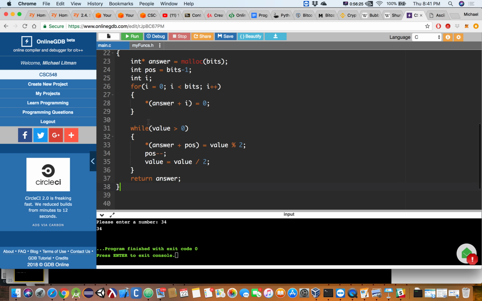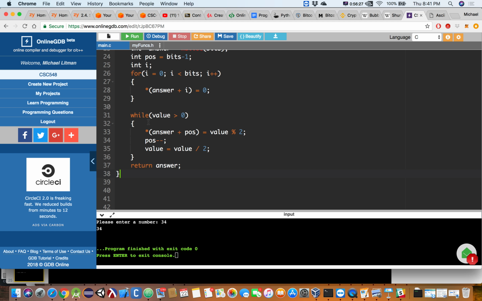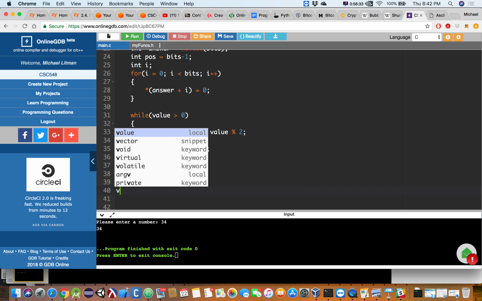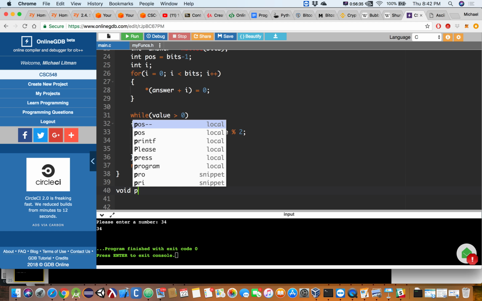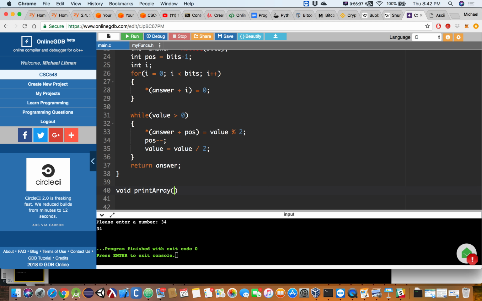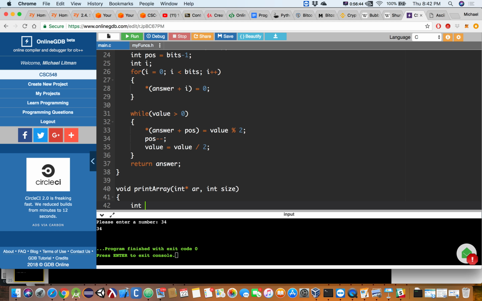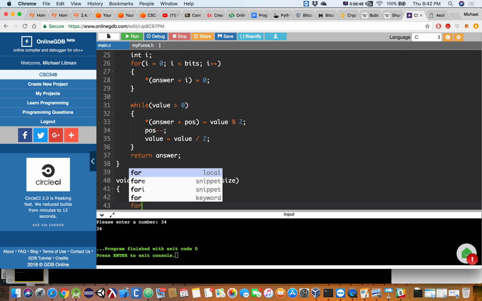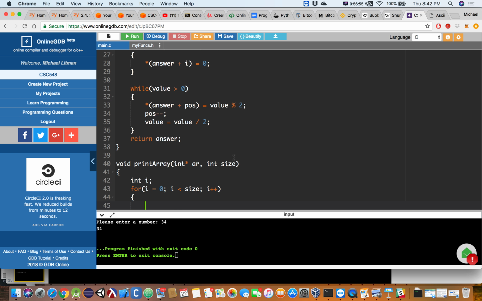All right, then let's go ahead and write a quick function that will print out the contents of an integer array just so we can visually see it. So we'll say void print array. This function will take an integer array as a parameter and an int size. Just int i, and then we'll do it in the for loop: for i is equal to 0, i is less than size, i plus plus.